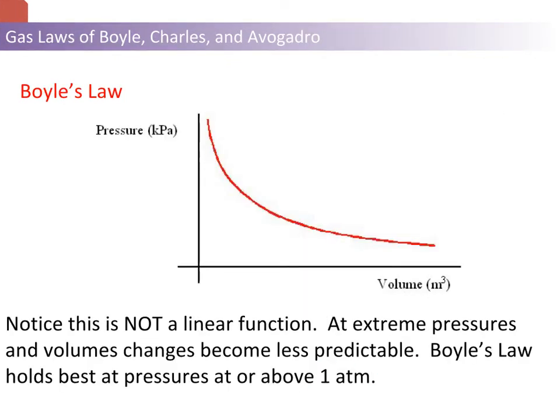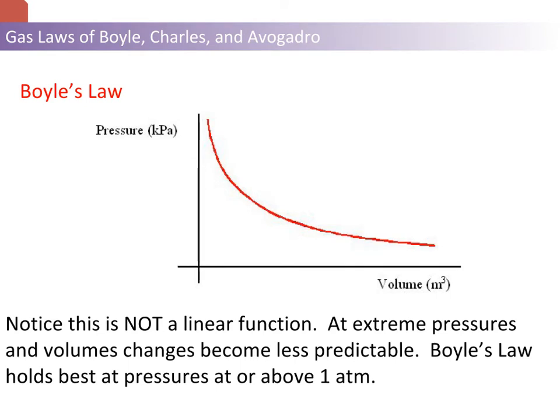Here's a graphical representation of Boyle's law. If you look at the x-axis and the y-axis, you've got pressure in kilopascals. It could be pressure in atmospheres, but it really doesn't matter. And as the pressure decreases, the volume increases. Notice it's not linear. It's kind of an exponential decay. Now at extreme pressures, volume changes become less predictable. And so this is best represented at pressures at or above 1 atmosphere, or normal Earth-like standard conditions.